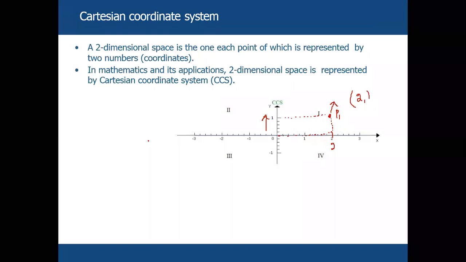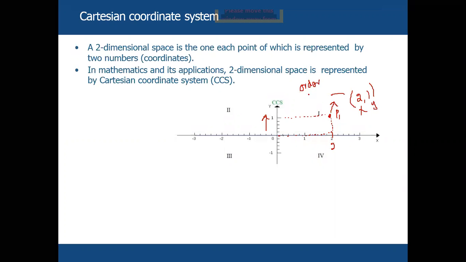In a coordinate system, there are two types. In the Cartesian coordinate system, we can specify a location. Point number 1, P1, is (2, 1), where x is 2 and y is 1. This is called an ordered pair.